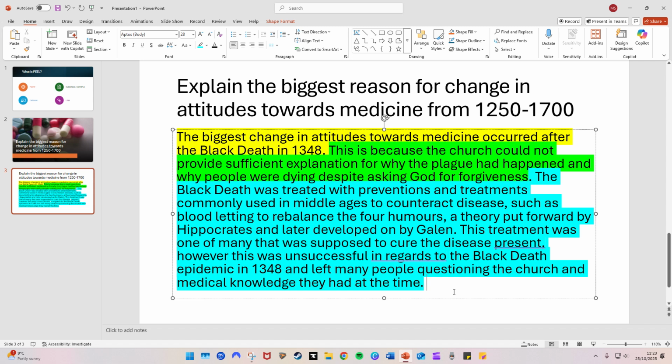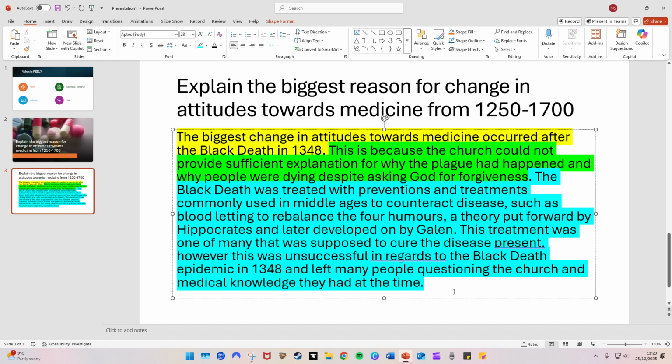So it said explain the biggest reason for change in attitudes. So the biggest change in attitudes towards medicine occurred after the Black Death. So I've given a case study and I've used the language of the question. This is because the church could not provide sufficient explanation for why the plague had happened and why people were dying despite asking God for forgiveness. So I've given an example of it couldn't be explained. They were asking God for forgiveness. So I've gone on to explain this.